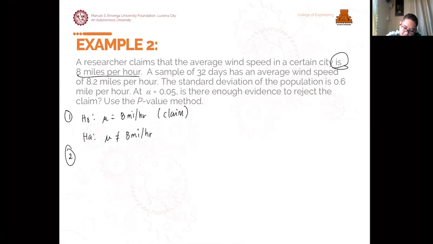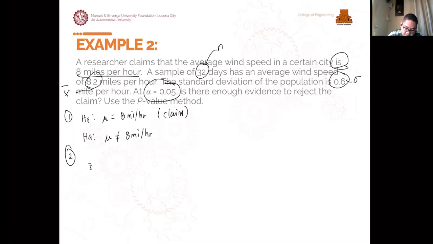So, a sample of 32 days. So, ito yung N natin. Has an average wind speed. So, ito yung bar X natin. The standard deviation. Okay, sigma. And then alpha, 0.05. Okay, use p-value method.